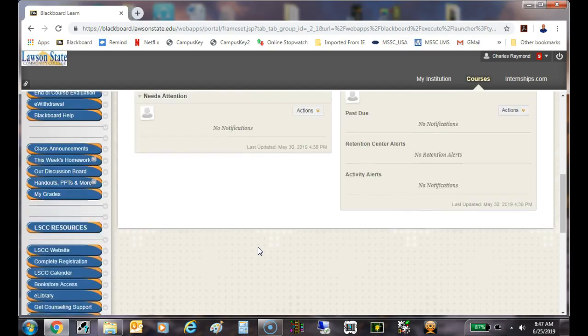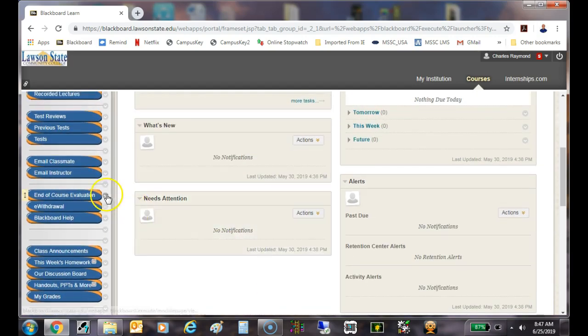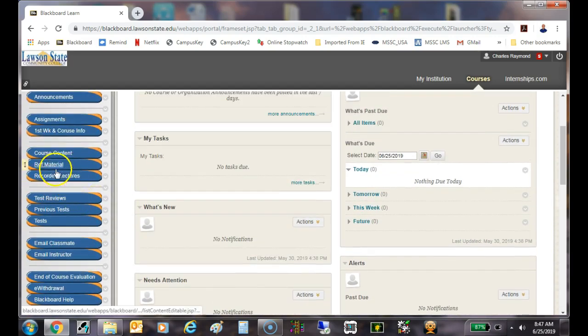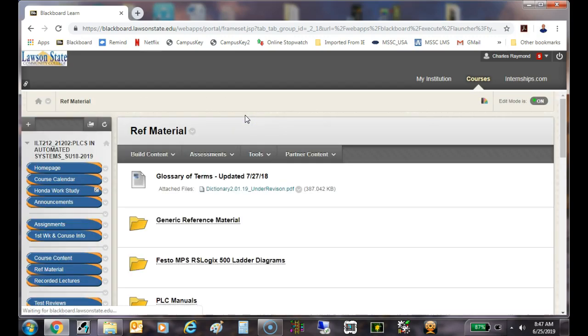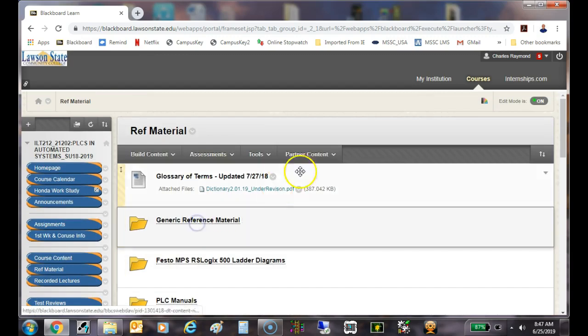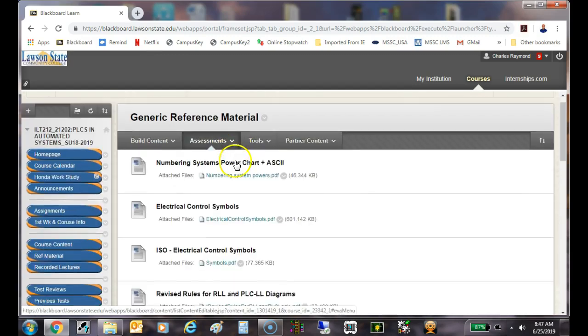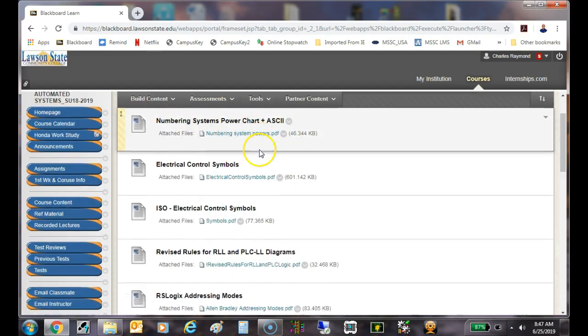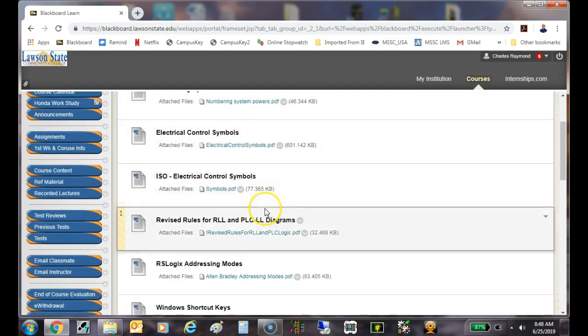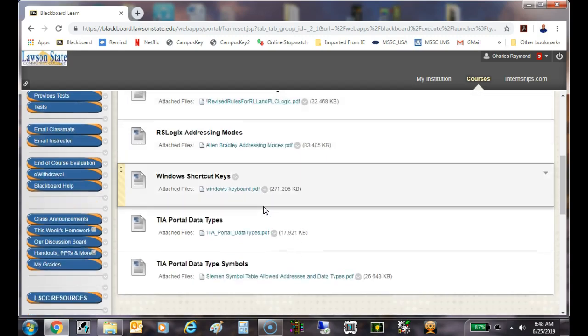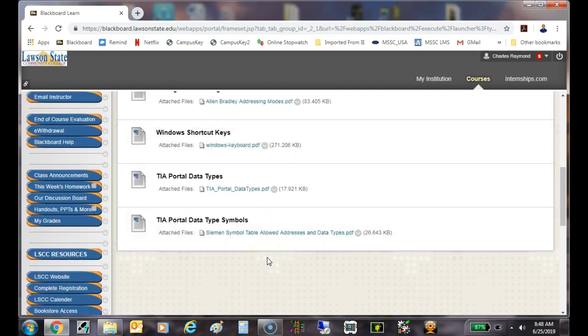So, on the Blackboard site, we have reference material. I didn't know exactly what to call this, but I call it generic reference material. And this has the ASCII code chart and the number system, control symbols, ISO, PLC symbols that we use. But down here, these are the data types available for the TIA Portal, or the S7, by the way.